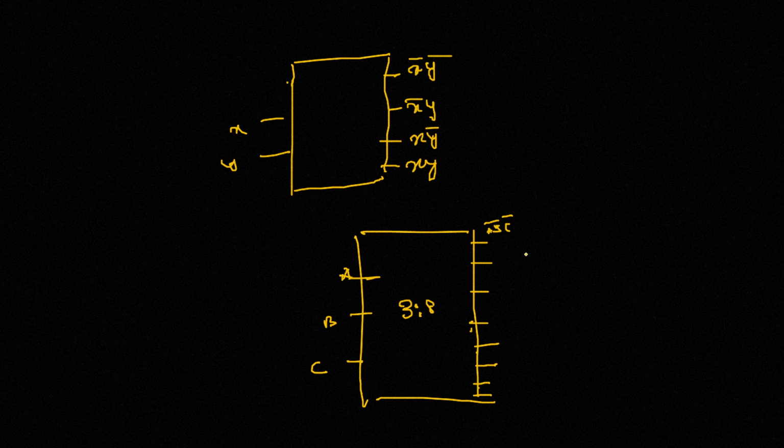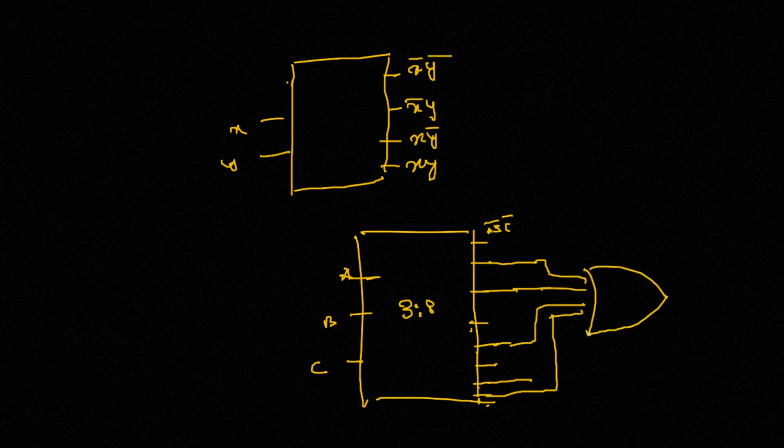So we know that for sum, we have to take the first, the second, the fourth, and the seventh ones. We have to take these four and then pass them through an OR gate. And similarly for carry, we have to take the third one, the fifth one, the sixth one, and the seventh one, and then pass them through an OR gate.